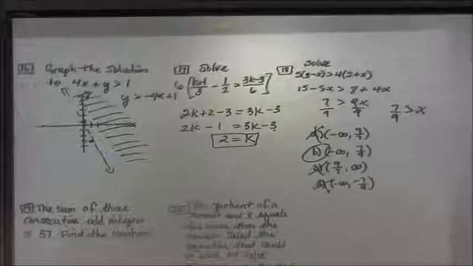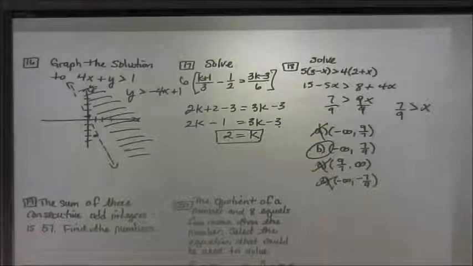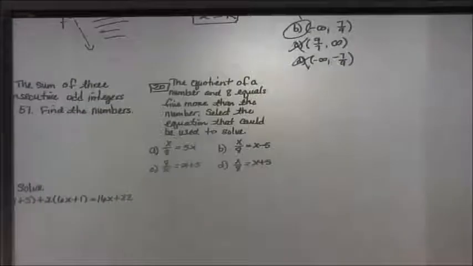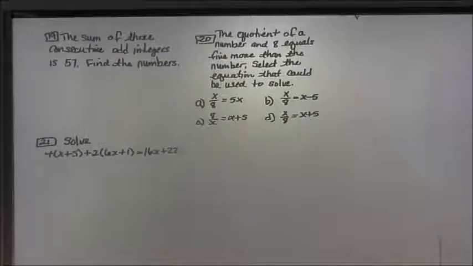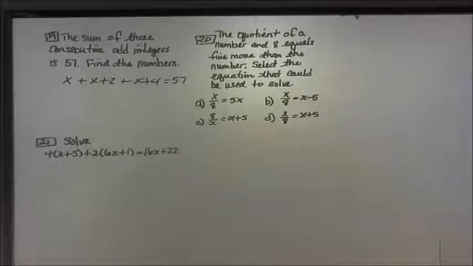We already did number 19, didn't we? Yeah, we already did 19. Let's not do that one. Let's do number 20 and 21. Let's look at 20 and 21. All right, the quotient of a number and 8 equals 5 more than the number. What's our answer?